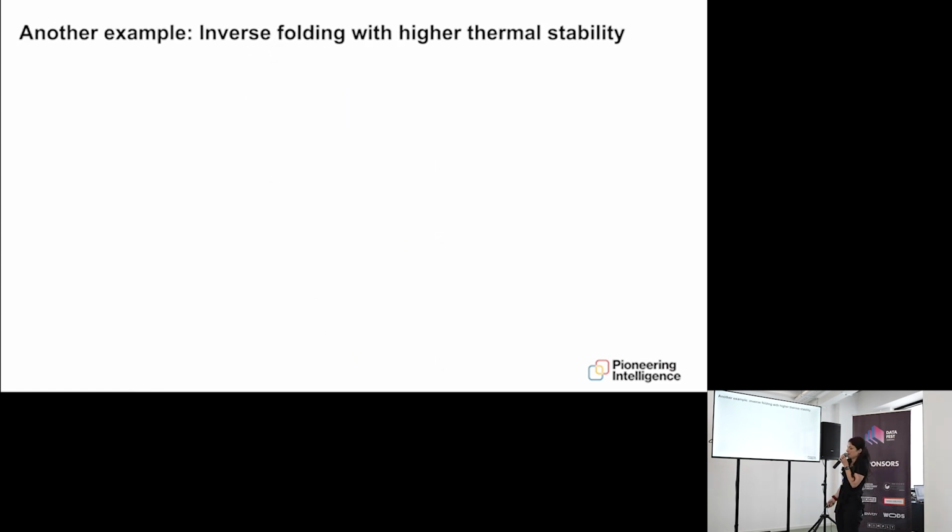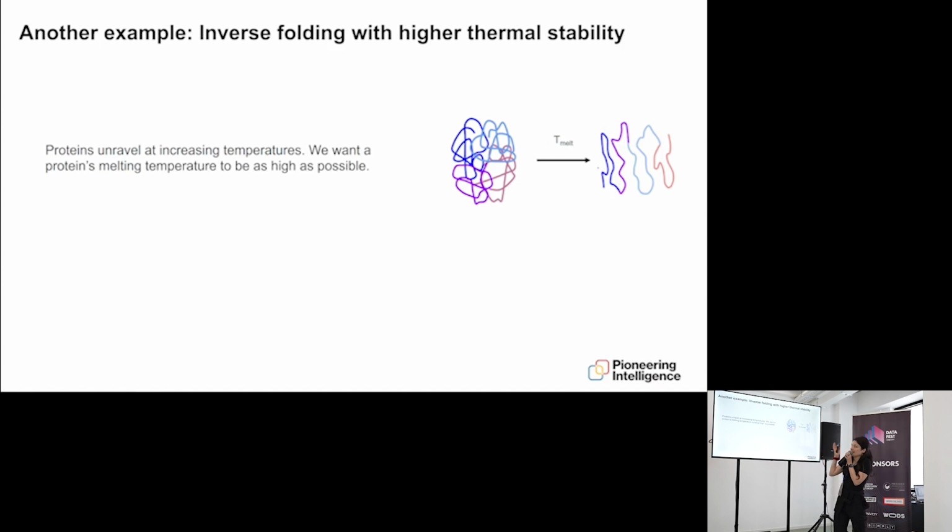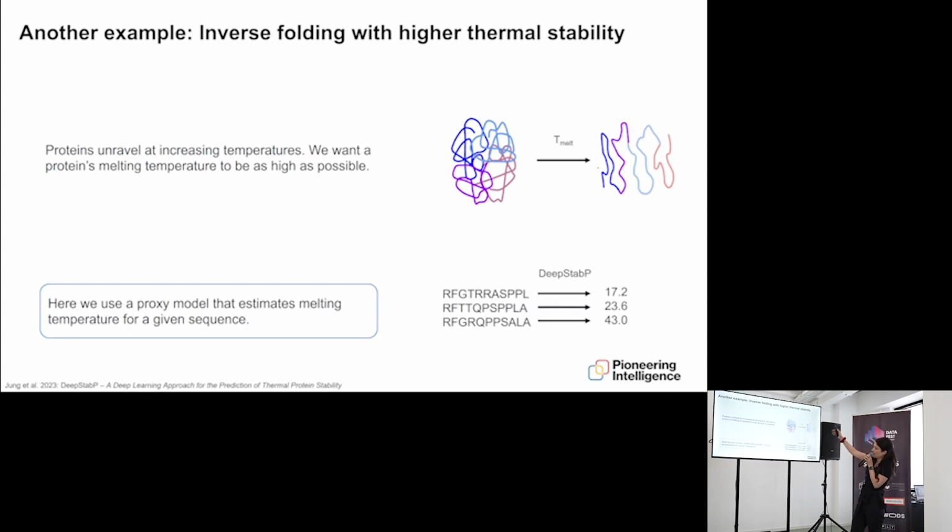Another example that I want to show here is thermal stability. What I just showed you was the structural feedback. Another very important factor for proteins is thermal stability. Proteins unravel at increasing temperatures, and ideally you want a protein's melting temperature to be as high as possible, because when it unravels, it's completely useless, has no function anymore. There are machine learning in silico proxy models that estimate the thermal stability for a sequence. You give the sequence to the model, and it estimates the melting temperature in Celsius.